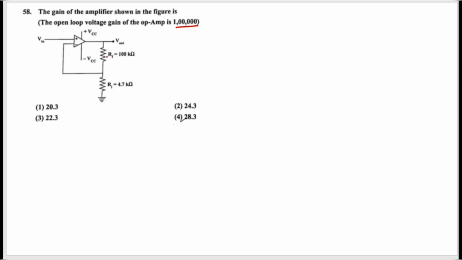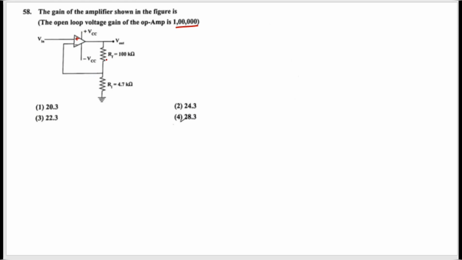Now we must find whether it is inverting or non-inverting. This plus symbol in the op-amp is called non-inverting, and the minus symbol is called inverting, right? When V input is connected to the plus, we call it a non-inverting amplifier. I hope everyone is clear. When V input is connected to the positive of the amplifier, we call it a non-inverting amplifier.